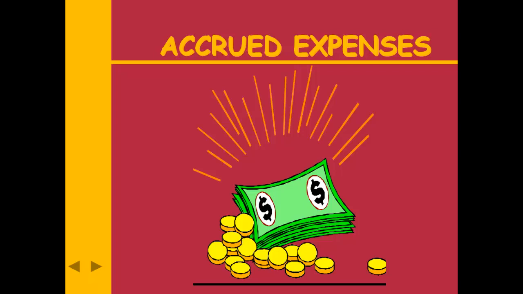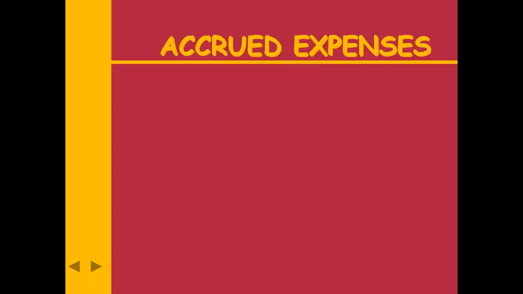Okay, let's move on and talk about accruals of expenses. Now, we just talked about deferrals of expense. That is when we had something on our books as an asset and we needed to move something out of that asset account and put it into an expense account because we had used the items up. An accrual of expense is very different.